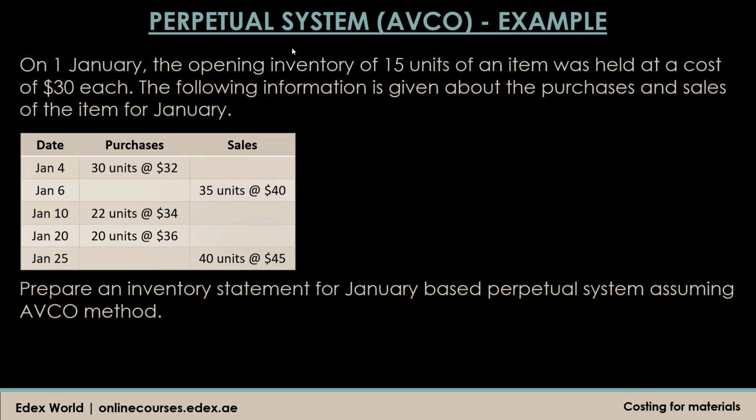Now we'll do an example on perpetual inventory system using the average cost method. In fact, we'll take up the same example and do it using the average cost. So the numbers remain the same. Opening balance 15 units at $30, and then purchases and sales. Prepare an inventory statement based on perpetual system assuming average cost method.